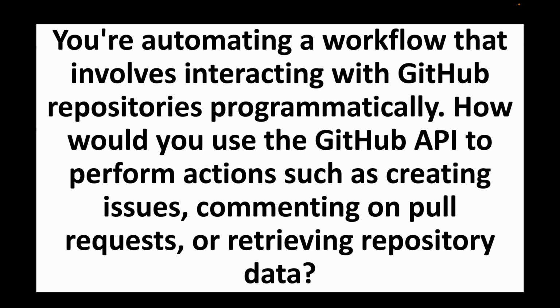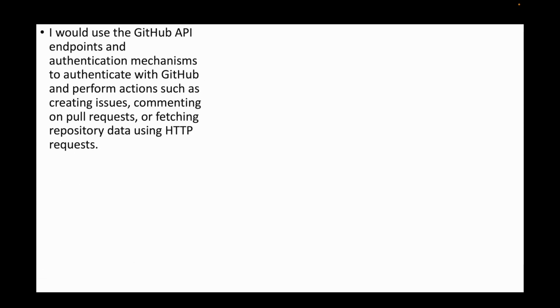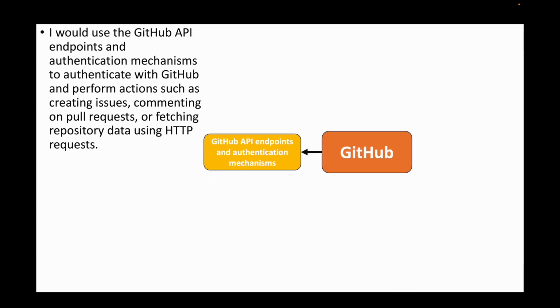The next question we have is, you're automating a workflow that involves interacting with GitHub repositories programmatically. How would you use the GitHub API to perform actions such as creating issues, commenting on pull requests, or retrieving the repository data? So for this, we can make use of the GitHub API endpoints and the authentication mechanisms, which can be used to authenticate with GitHub and then perform actions.